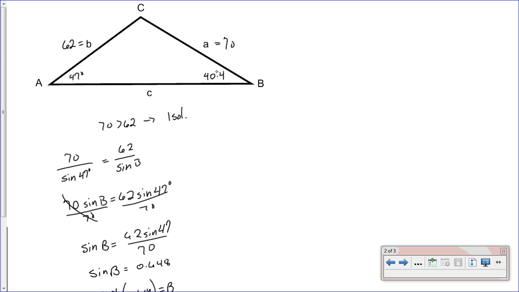Now that we have two of the angles, it's real easy to find the third one. You just do 180 minus the sum of these two. So angle C is 92.6 degrees. Now we want to find length C. Okay, we want to find the side of C.